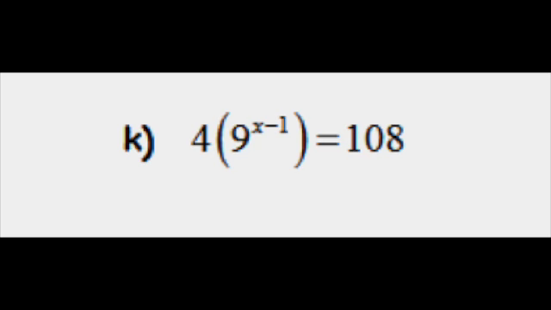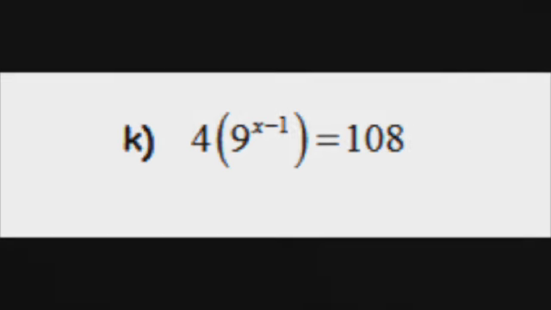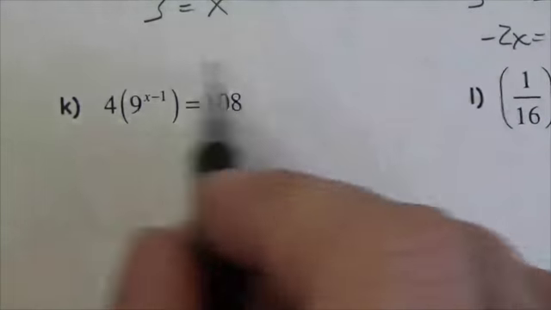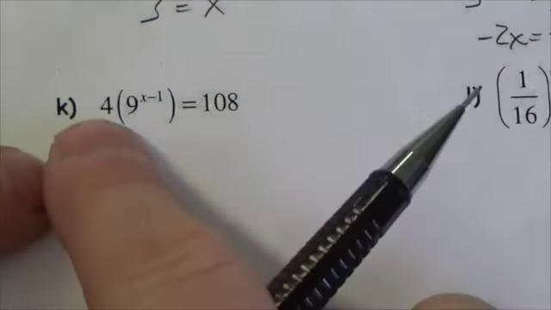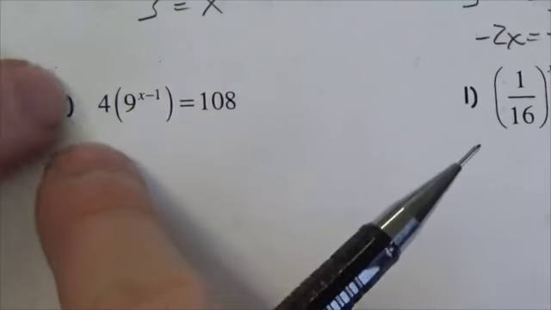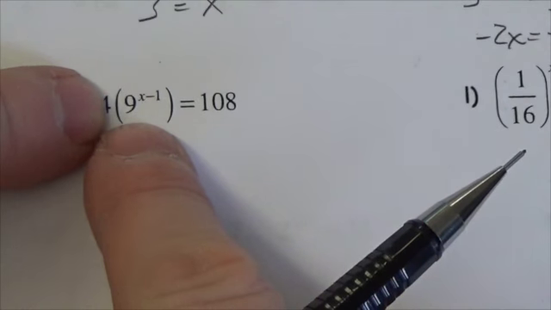4 times 9^(x-1) equals 108. Okay, now this one, similar to one that we've done earlier, looks a little odd, because I'm looking for a common base here. Well, between 4 and 9, there is no common base. 4 is 2 squared, 9 is 3 squared.